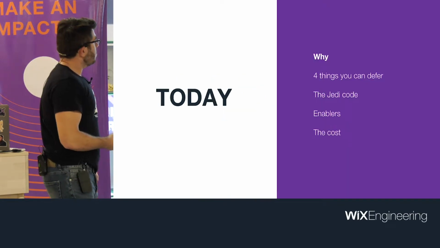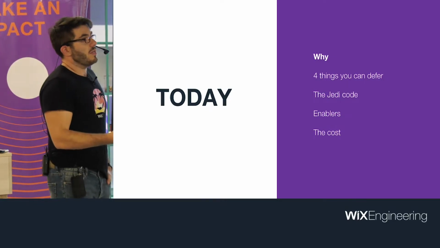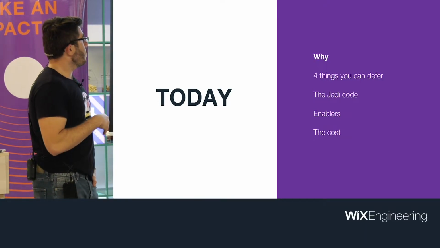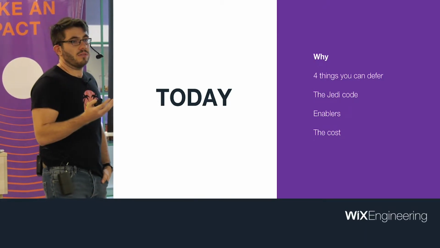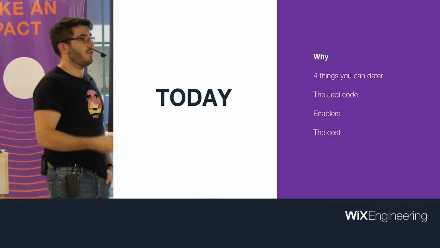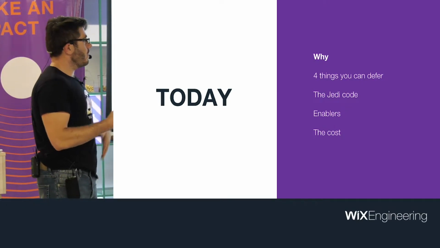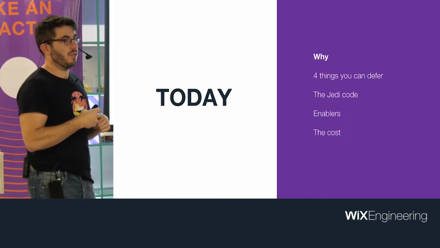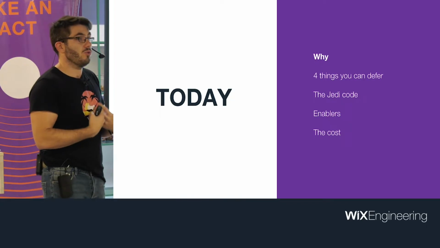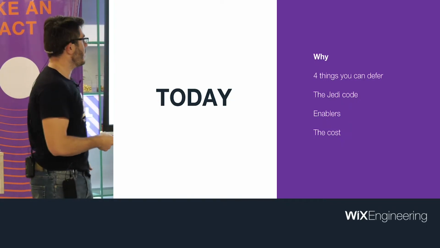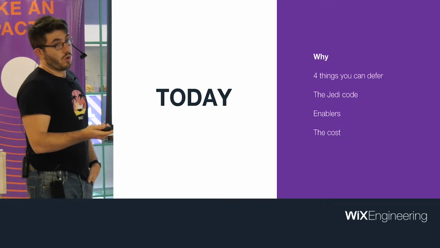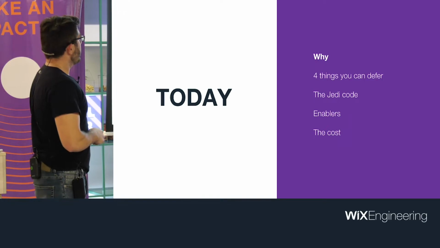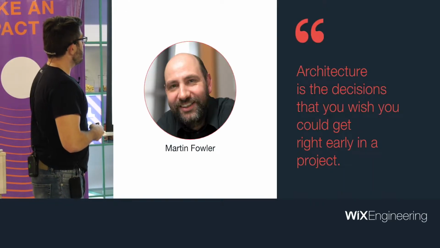So what are we going to talk about today? First of all, we'll see several reasons why you should be postponing your decision. We will then see examples of 4 things you can postpone while developing your software. Then I will present a mindset that helps you decide whether you should postpone a certain decision and how you should be doing it. We will see things you can do in your code that will allow that, and then discuss the costs of doing so. So let's start with the why.